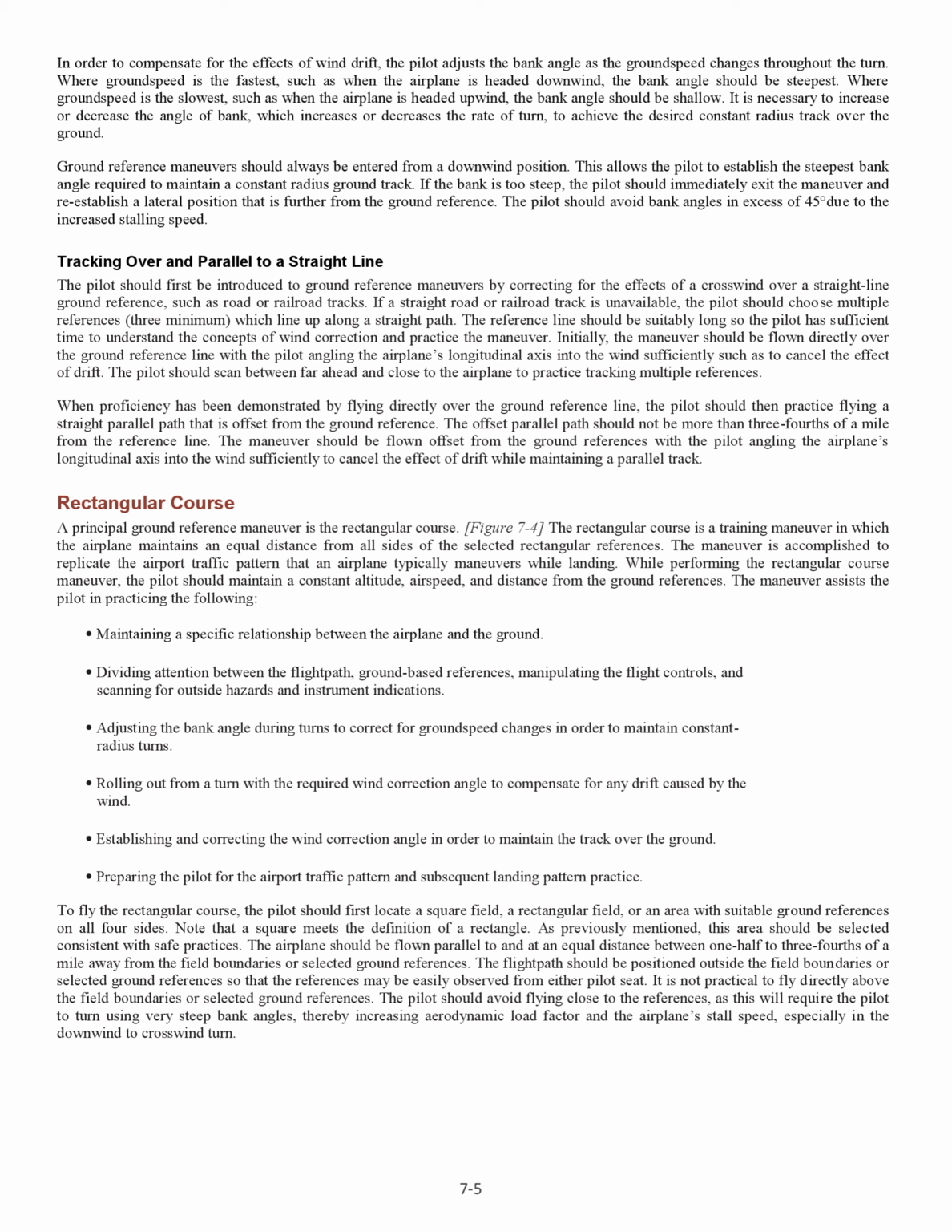Tracking over and parallel to a straight line, the pilot should first be introduced to ground reference maneuvers by correcting for the effects of a crosswind over a straight line ground reference, such as road or railroad tracks. If a straight road or railroad track is unavailable, the pilot should choose multiple references, 3 minimum, which line up along a straight path. The reference line should be suitably long so the pilot has sufficient time to understand the concepts of wind correction and practice the maneuver.